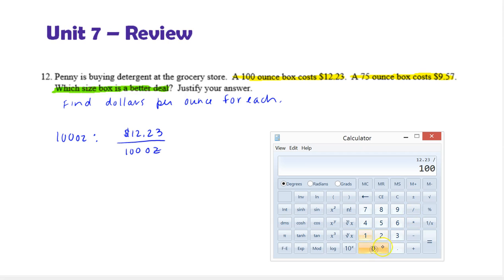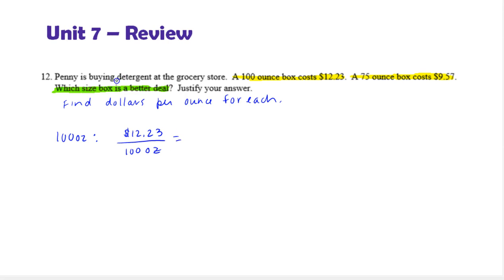12.23 divided by 100 is 0.1223, and now let's write dollars per ounce. So what this means is for the 100-ounce box, for every ounce you're paying 12 cents and 0.23 parts of a cent, or whatever this is. I kept all of the decimal places because sometimes you have to go far out with the decimals to see how they compare.